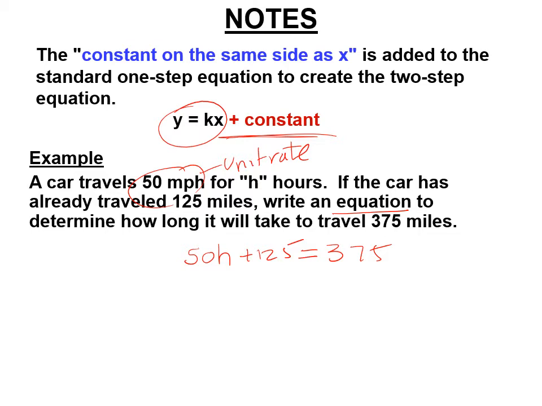If you drive for 1 hour, you'll go 50 more miles, but you've already gone 125, so you're not at 375 yet, right? If you go 2 hours, 2 times 50 is 100, 100 plus 125, right? You're not there yet. Now we're going to solve these on a different day. We're just going to turn the words into math today. So that's the answer. Write an equation. 50h plus 125 equals 375. That's what I want them to look like. They're all going to look like that.